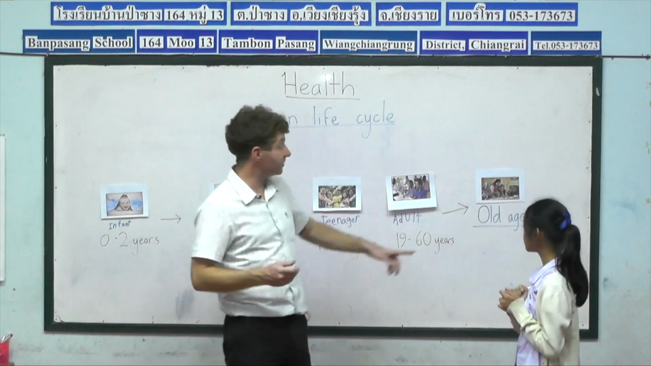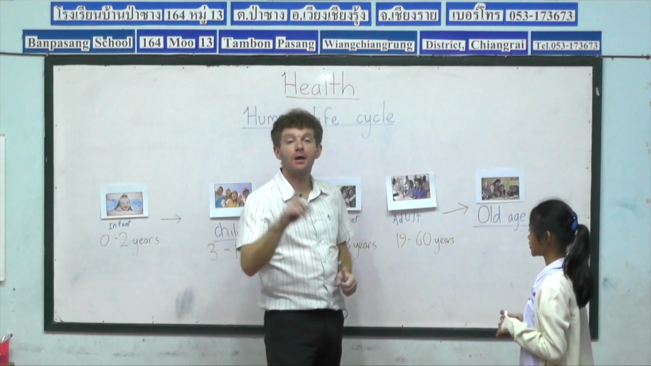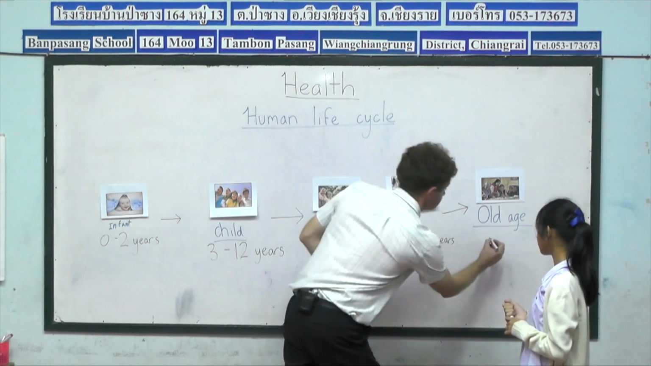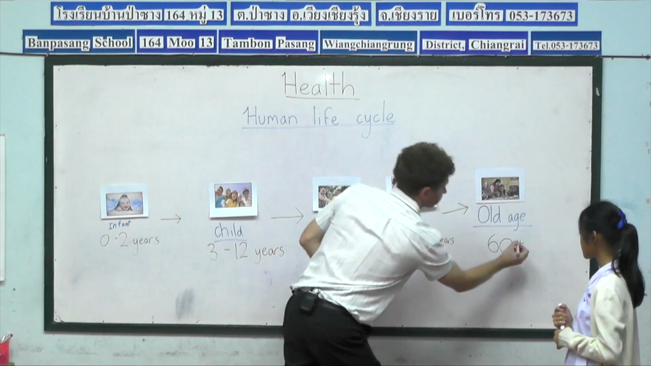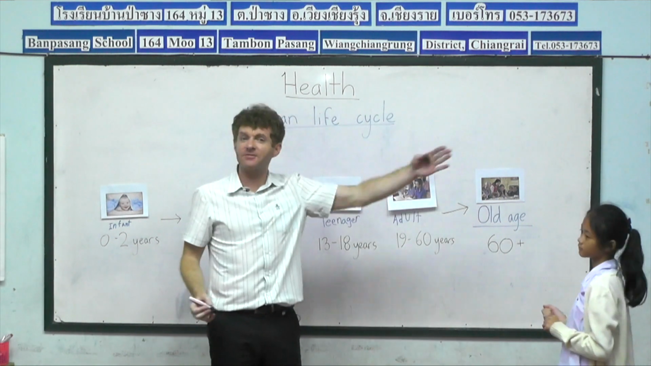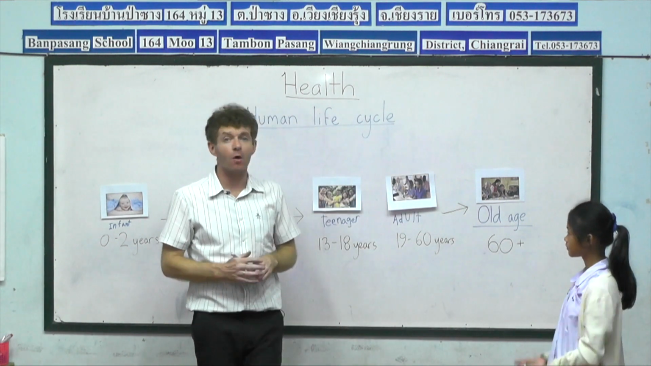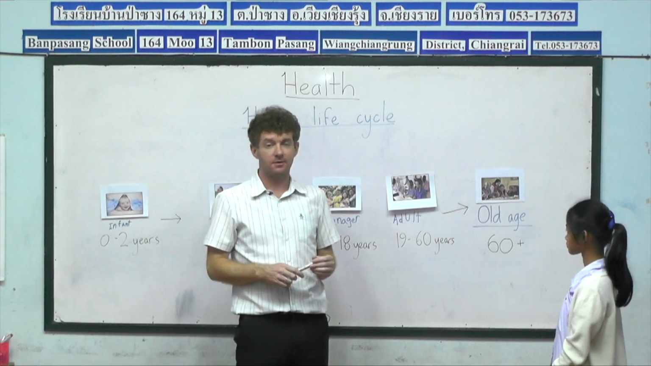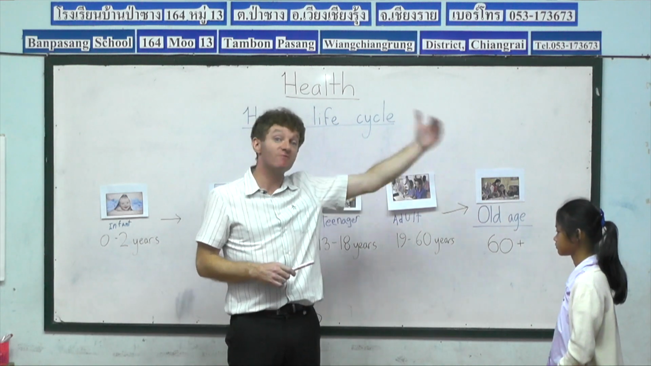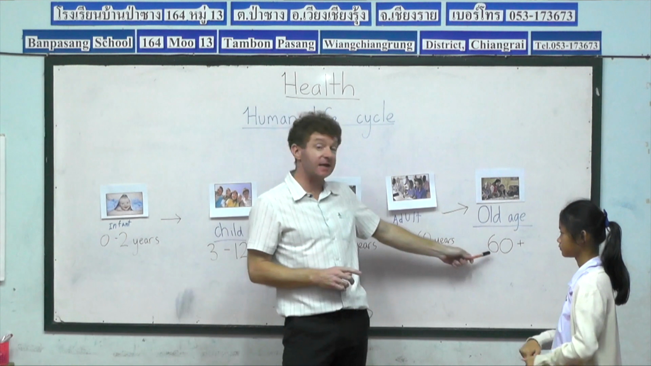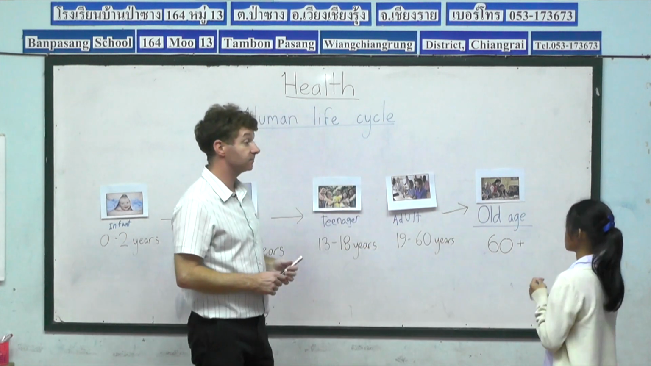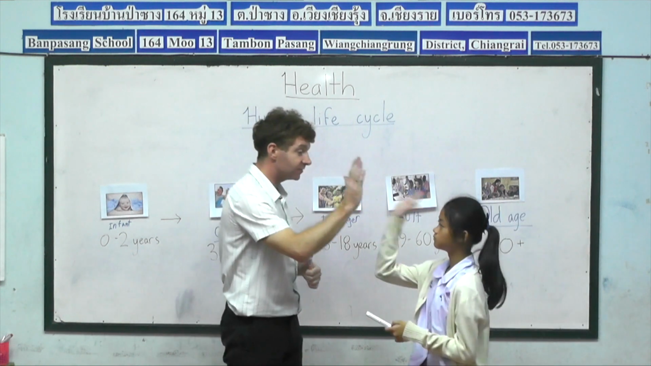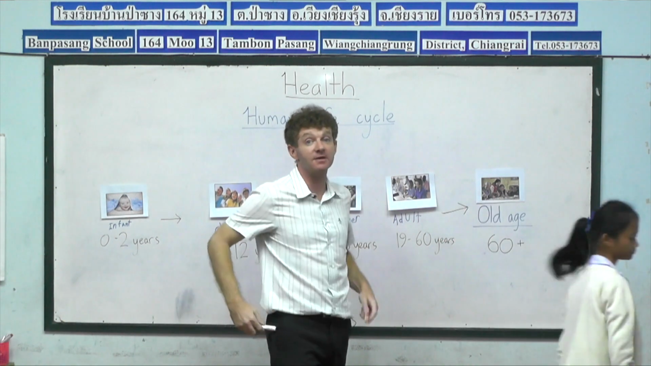All together, guys. Old age comes when we reach the age of 60 plus. Yes, old age carries on until however old we are when we die. Hopefully we're very, very, very old. But any age over 60 is old age. Dawn, that was excellent. High five and a big round of applause for Dawn, please, guys.